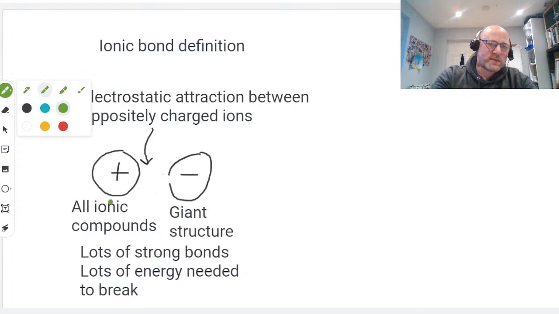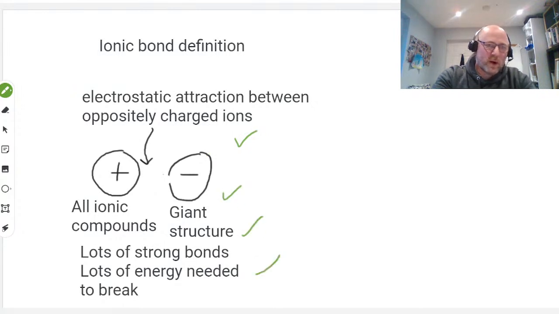When would you write this answer? You would write this answer when they ask, and you've all seen these questions, right? You're going to score like 4 marks. The question would be anything along the lines of, why does sodium chloride have a high melting point? Here's your 4 marks. Strong electrostatic attraction between oppositely charged ions, giant structure, lots of strong bonds, need lots of energy to break. 4 marks. You could be asked, why is sodium chloride solid at room temperature? Same answer. Electrostatic attraction between oppositely charged ions, strong bonds, lots of energy to break, giant structure. So you need to put all of that in.